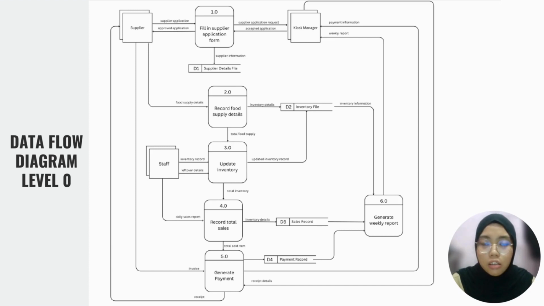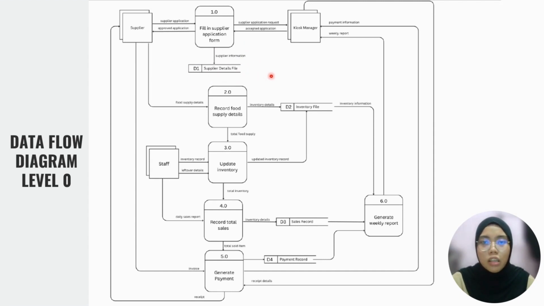The first process involved in this diagram is 1.0, fill in supplier application form. In this process, it has 2 inputs and 3 outputs. The first input that we receive is from the supplier, which is the supplier application, and another one is from the kiosk manager, which is the accepted application. The outputs produced from this process are the supplier application request for the kiosk manager, the approved application for the supplier, and also supplier information for the first data store, which is the supplier details file.